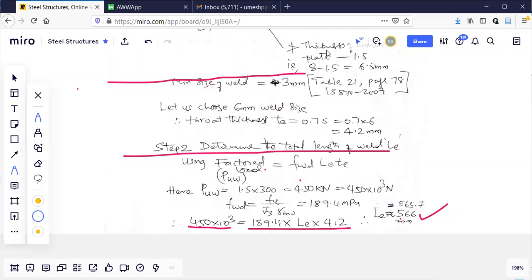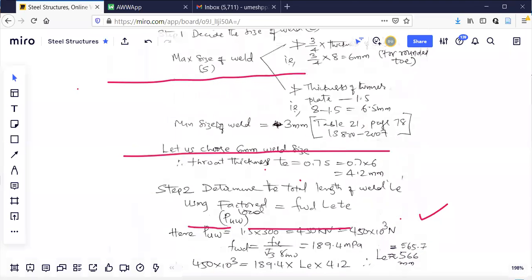Out of 566, what should be the top weld and what should be the bottom weld? They are not the same because an unsymmetrical weld is there. Both top and bottom lengths will not be the same. How to find that? I already explained one formula, and I'll use that formula here. My next calculation is to split this L, which is 566, into two parts, L1 and L2, that should be applied at the top and bottom. Let us see that.